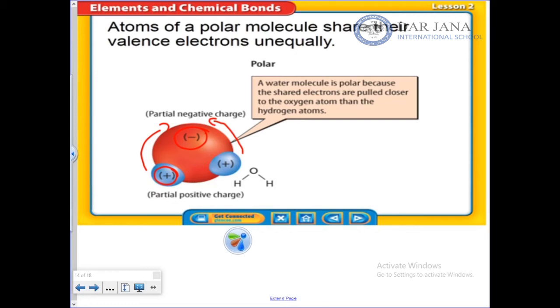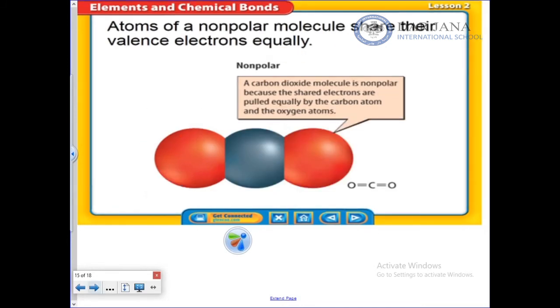Atoms of polar molecules share their valence electrons unequally. And you can see that, as I said before, the electrons are being pulled toward the oxygen from the hydrogen, and that's why we call it polar. While in the other examples, like in CO2, a carbon dioxide molecule is non-polar because the shared electrons are pulled equally by the carbon atom and the oxygen atoms. So when they are pulled equally, we call it non-polar.